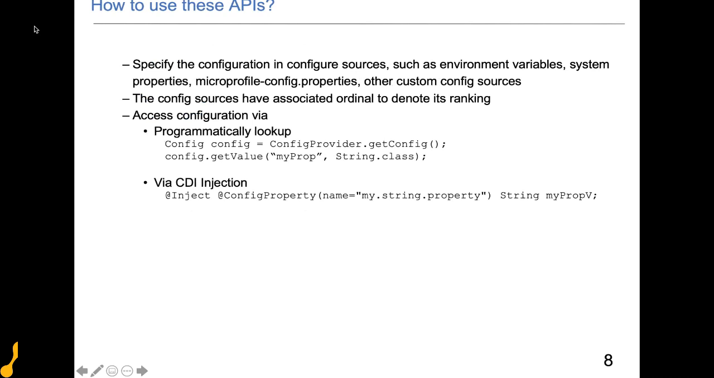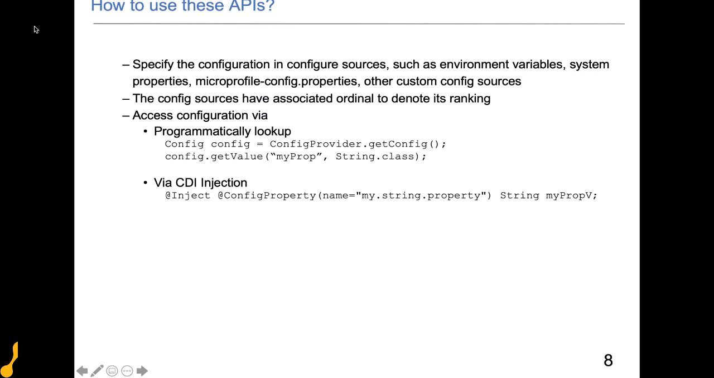And then with that, in your application, you can use a programmatic lookup. Basically, you can do ConfigProvider.getConfig to get hold of the config. That's a config object. And you can do config.getValue, like name equals myprop, with a String. With this line, you will get the myprop config property's value.